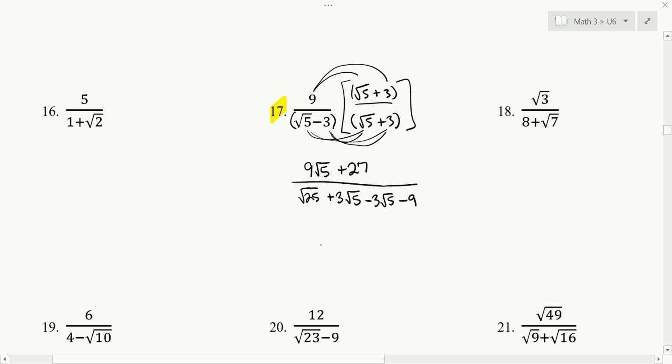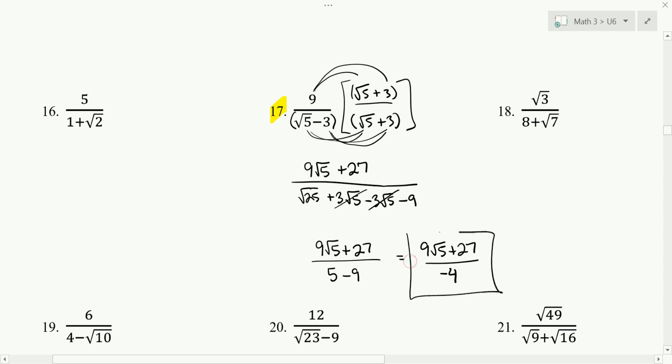So I'm going to rewrite the numerator 9 root 5 plus 27 over square root of 25 is 5. The 3 root 5 minus 3 root 5 add to 0, and so we get 5 minus 9, which is 9 root 5 plus 27 over negative 4. And we check, can we reduce anything? We can't, so this is our final answer.